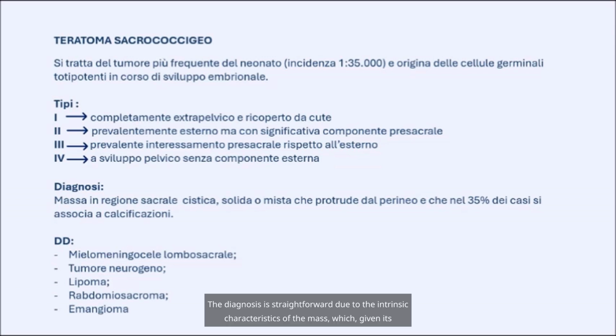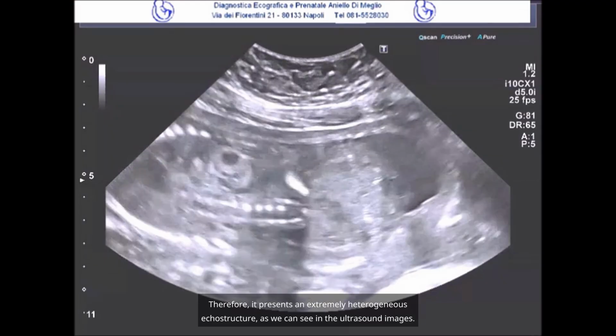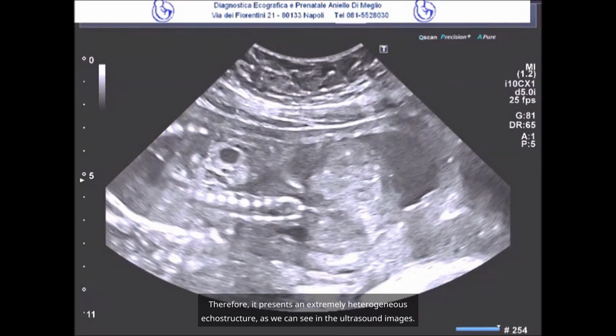The diagnosis is straightforward due to the intrinsic characteristics of the mass, which, given its histological nature, contains all the tissues belonging to the three embryonic layers. Therefore, it presents an extremely heterogeneous ecostructure, as we can see in the ultrasound images.